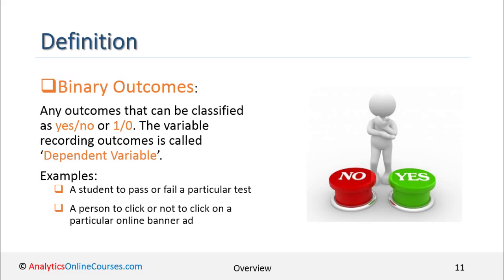How do we define binary outcome and predictors? Binary outcomes. If an event can have two distinct outcomes, it is called binary outcomes. Most of the time, people classify binary outcomes as yes or no, or 1 or 0. The variable we typically use to record outcomes for an event is called the dependent variable. Here are two examples of binary outcomes: a student passing or failing a particular test, a person clicking or not clicking on a particular online banner ad.